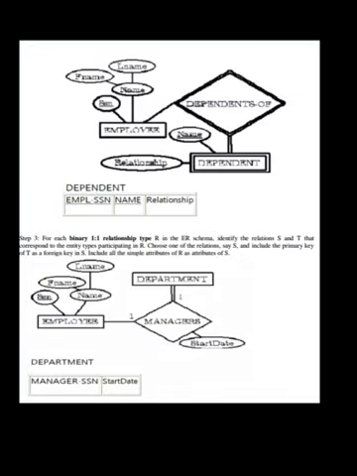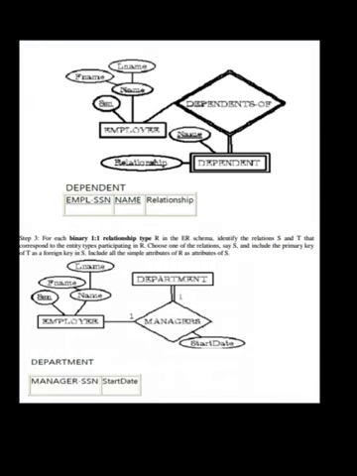See the figure here. Step 3, for each binary 1:1 relationship type R in the ER schema, identify the relations S and T that correspond to the entity types participating in R. Choose one of the relations, say S, and include the primary key of T as a foreign key in S. Include all the simple attributes of R as attributes of S. See the figure here.